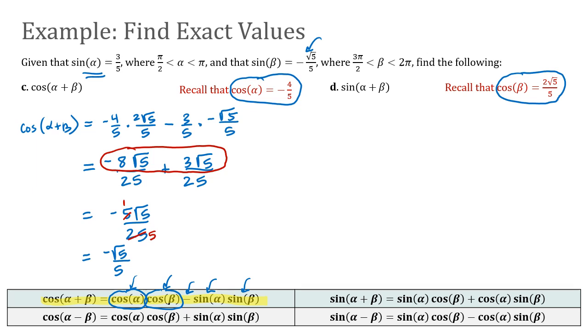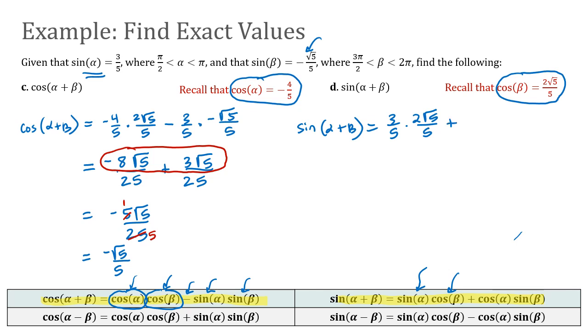All right, let's do the same exact thing, but this time for the sine. So what is the sine of alpha plus beta equal to? So I'm going to pick this first identity that says the sine of the quantity alpha plus beta is equal to, let's see, the first one is the sine, let me get my pointer out here, the sine of alpha, and the sine of alpha was given to us as 3 over 5 times the cosine of beta. What's the cosine of beta? Cosine of beta we determined was 2 times the square root of 5 over 5.